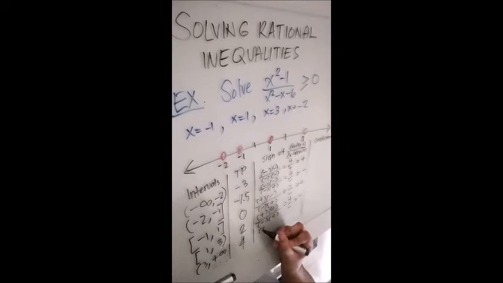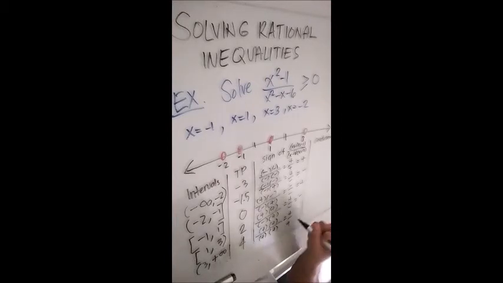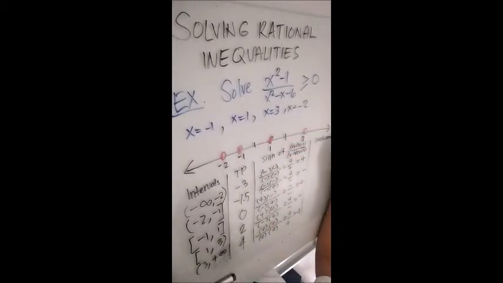And for the last interval, we have x is equal to 4. 4 plus 1 is positive, 4 minus 1 is positive, over 4 minus 3 is positive, 4 plus 2 is positive. So this is positive over positive is positive. Okay, so we are done with the sign. So we go to the conclusion.